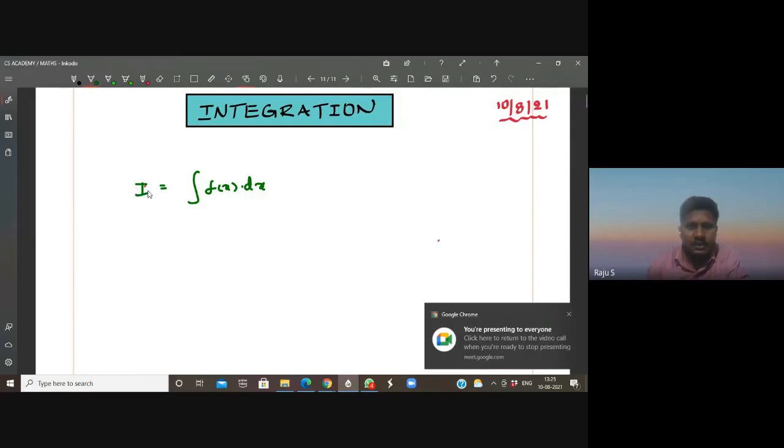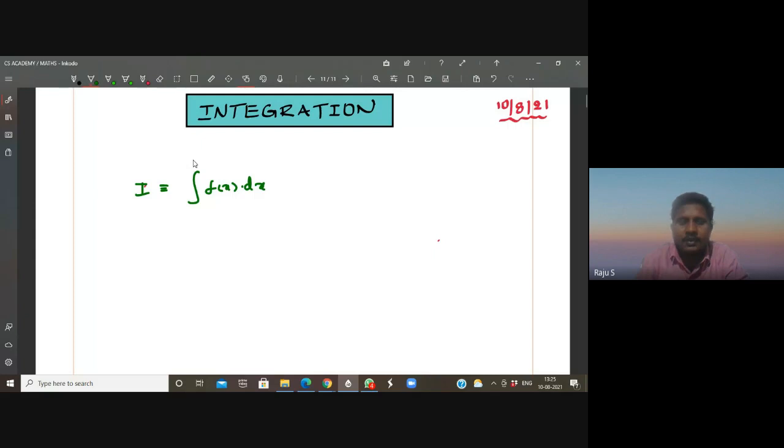So, integral is the inverse process of differentiation. Simply remember this, it's enough. In differentiation, we have dy by dx, which is nothing but m, and m is the slope.